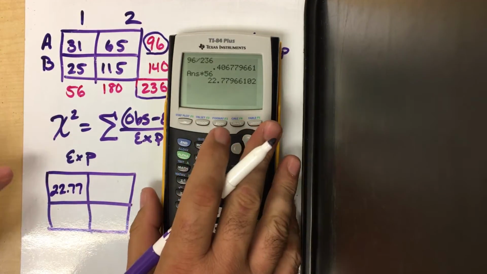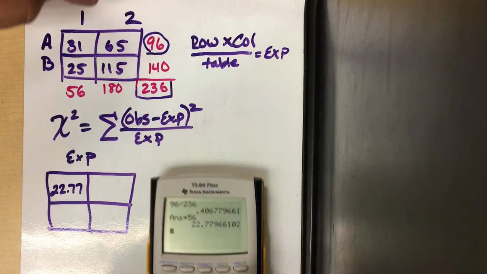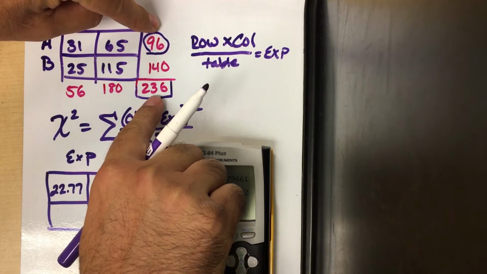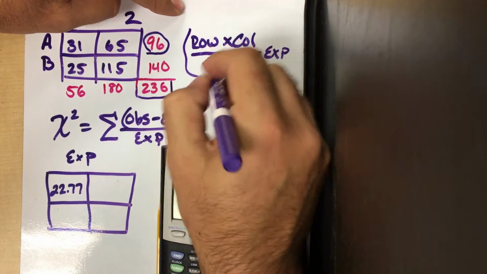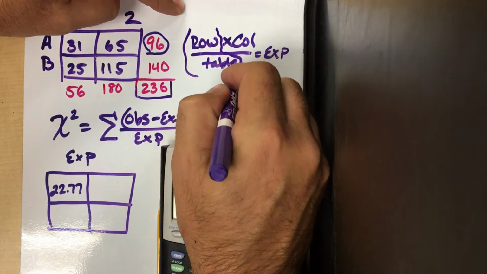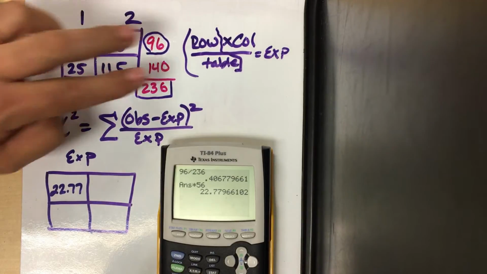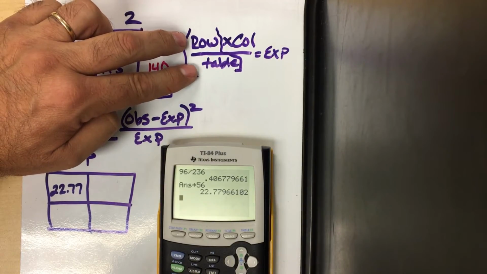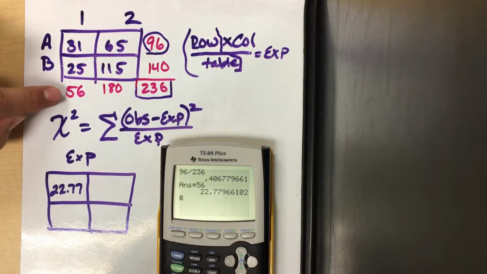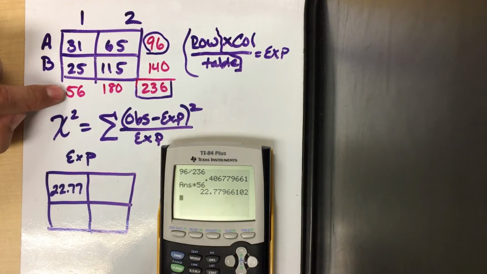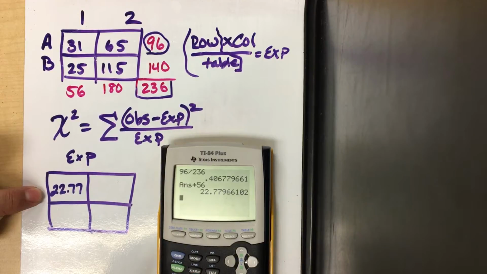Now notice what I did. I took my row total, 96, divided by the table total. So right there is my overall success rate. And then when I multiply it by the column total, I'm just saying, given this success rate is the assumed truth, then out of this 56, we would have expected 96 out of 236 of this 56 for this 22.77.